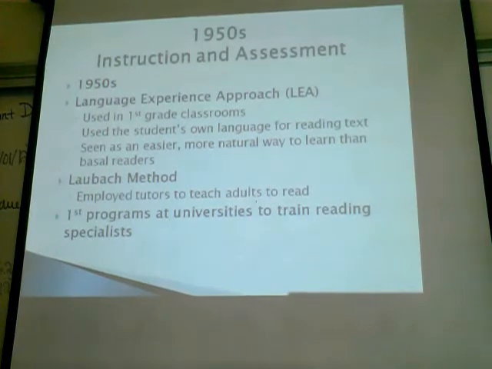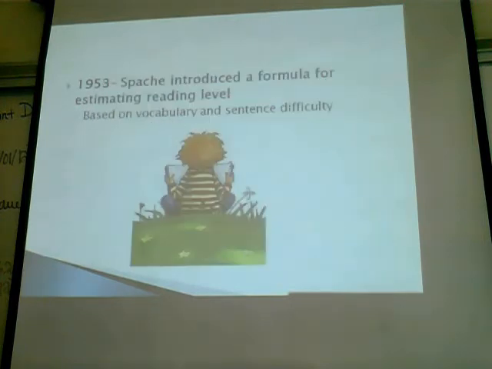For instruction and assessment in the 1950s, there was a language experience approach. This was used in the first grade classrooms, and they used the students' own language for reading text. This was seen as an easier, more natural way to learn than using basal readers. The Laubach method employed tutors to teach adults to read, and these were the first programs at universities to train reading specialists. In 1953, Spache introduced a formula for estimating reading levels, and this was based on vocabulary and sentence difficulty.